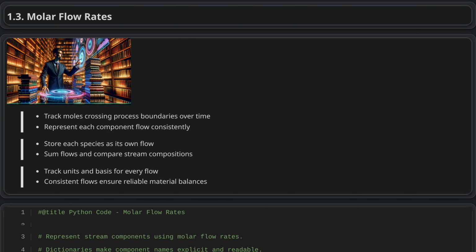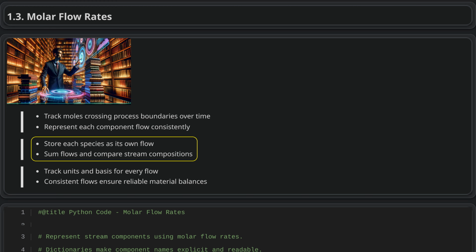Molar flow rates. Molar flow rate describes how many moles of material pass through a boundary over time, making it especially useful in chemical process analysis. Unlike mass flow rate, it reflects the amount of substance, which matters for reactions and composition. Using molar flow rates helps track each component consistently across feeds, products, and other process streams.